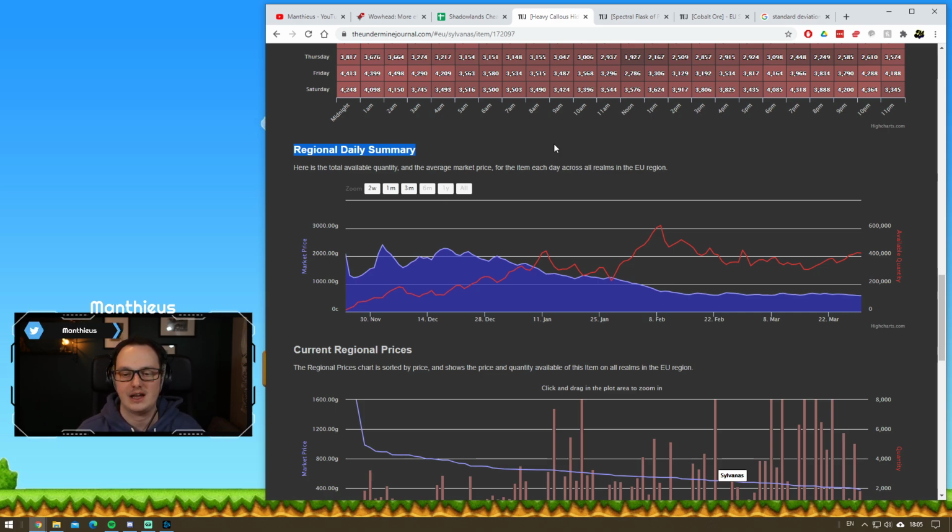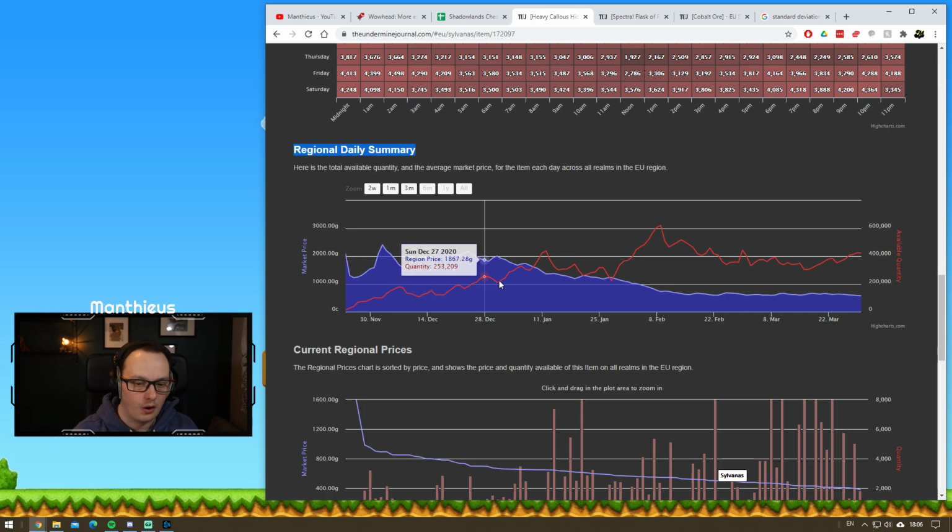So the regional daily summary for heavy callous hide: at the beginning of the expansion, the blue line at the top is telling you what the actual regional price for the item was, and the red line is telling you how many of those items were available for people to buy. You can do a bit of a comparison. So you can see, compared to the start of the expansion, it's flipped on its head.